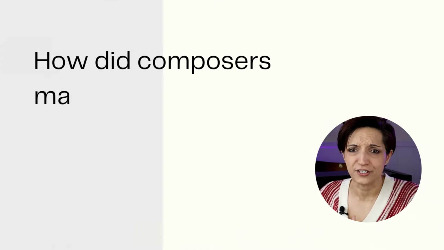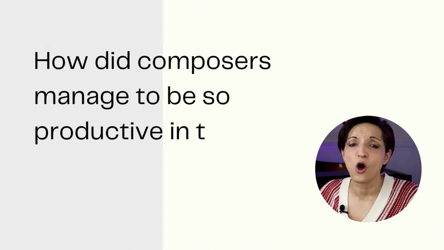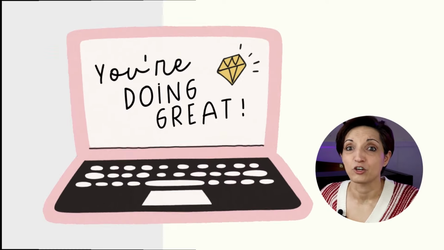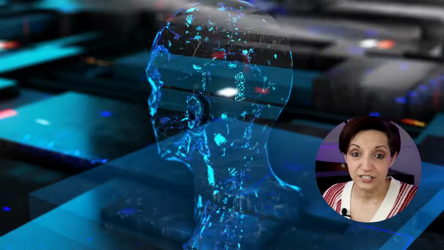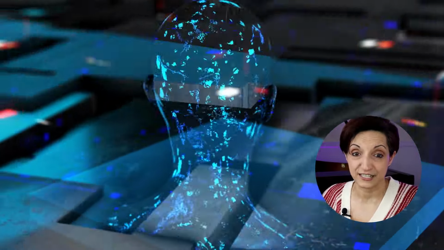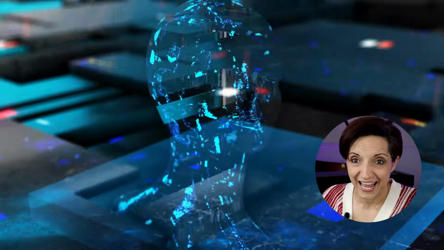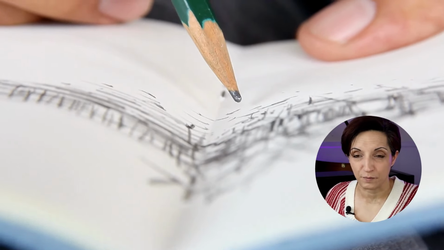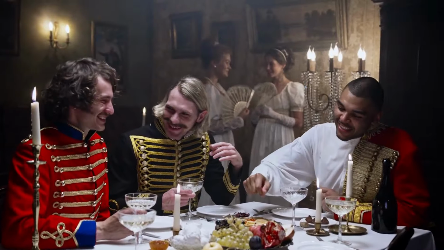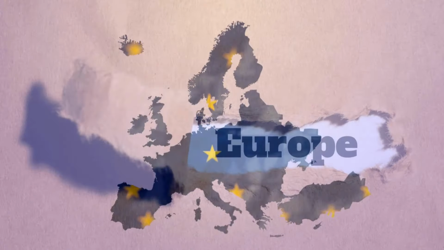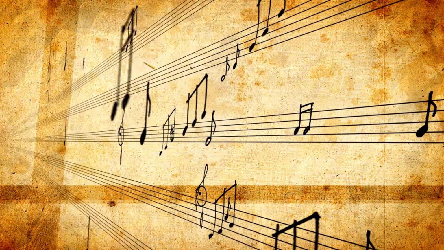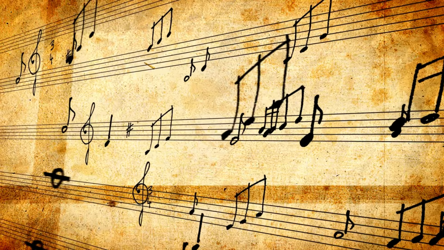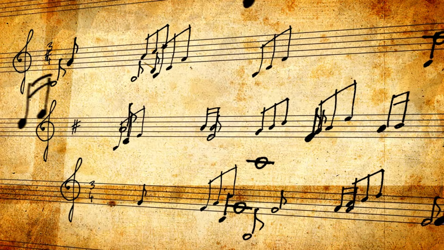How did composers manage to be so productive and yet they didn't have a computer? With the advent of artificial intelligence, we can think of a similar system to create music today, or at least to create sketches and musical ideas for a composition. But this might be a subject for another video. Now, let's go back to the 18th century when a unique trend emerged in Europe. It involved the use of certain templates to compose music, and the consequence was the creation of the musical dice game.